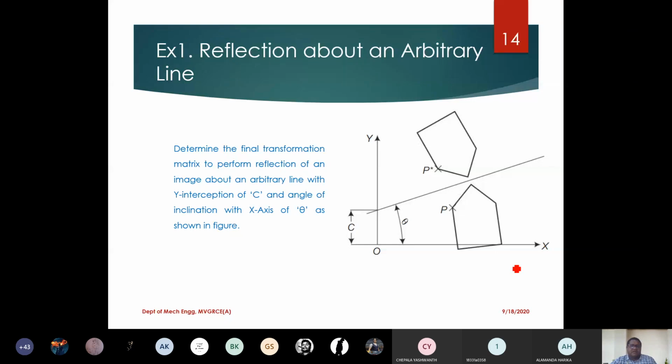arbitrary straight line. This one we already discussed, right? So what is the first operation? What is the first fundamental operation that we are doing here? Can anyone respond? What is the first fundamental operation?